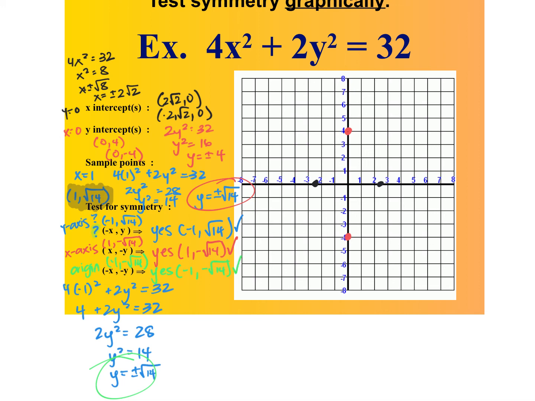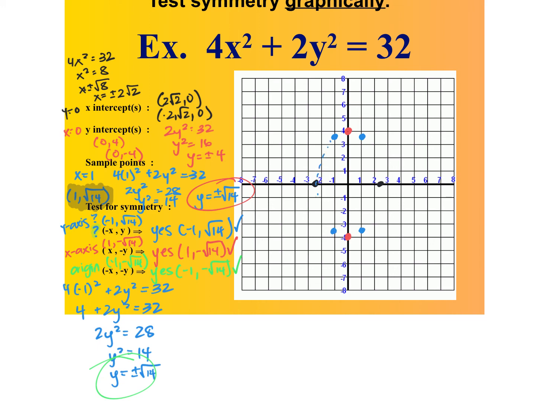So we can plot these, our original sample point, as well as the 3 other points we generated. The square root of 14 is going to be between 3 and 4, so here's the sample point. 1 is our x-coordinate. Then we saw that (-1, square root of 14). Then we had (1, negative square root of 14). And finally, (-1, negative square root of 14).